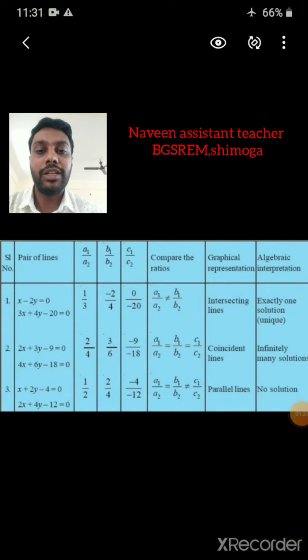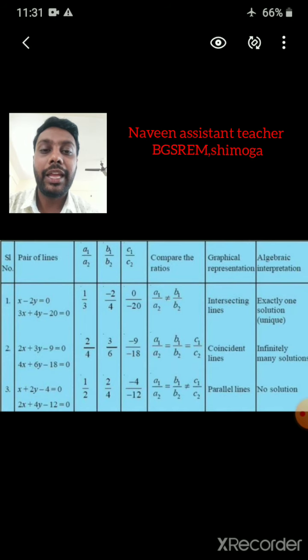First, for the pair of linear equations in the general form you know, a1x + b1y + c1 = 0 and a2x + b2y + c2 = 0: if the ratio a1/a2 is not equal to b1/b2, then the graphical representation of the pair will be intersecting lines, and it has exactly one solution. For example, x - 2y = 0 and 3x + 4y - 20 = 0.